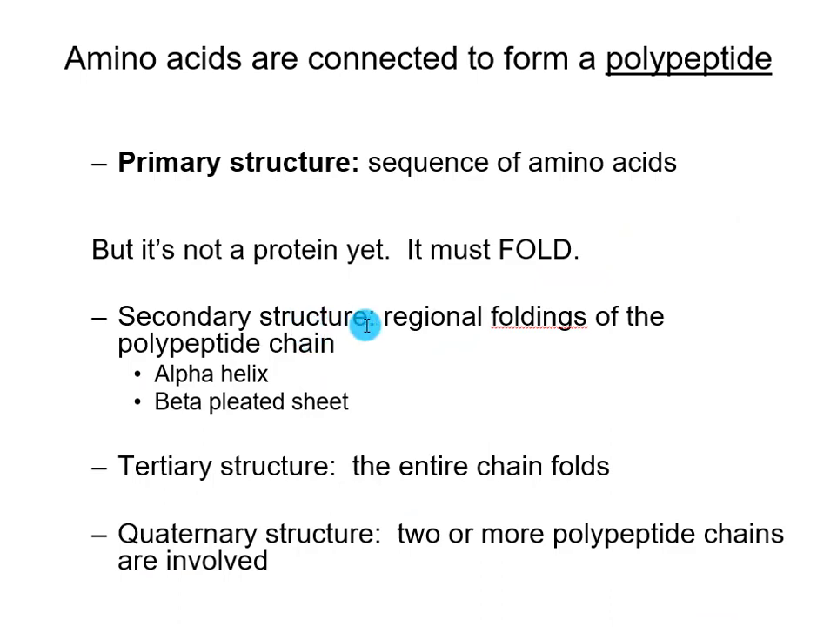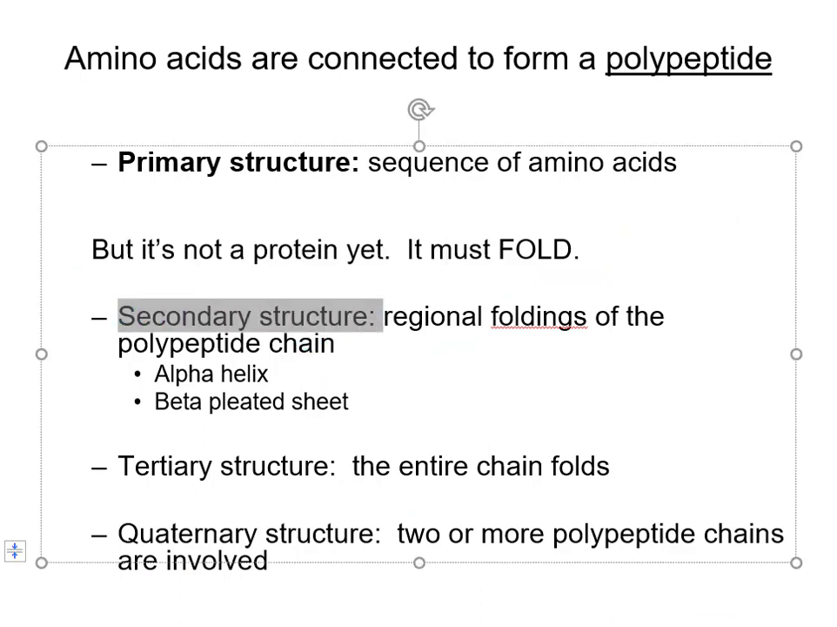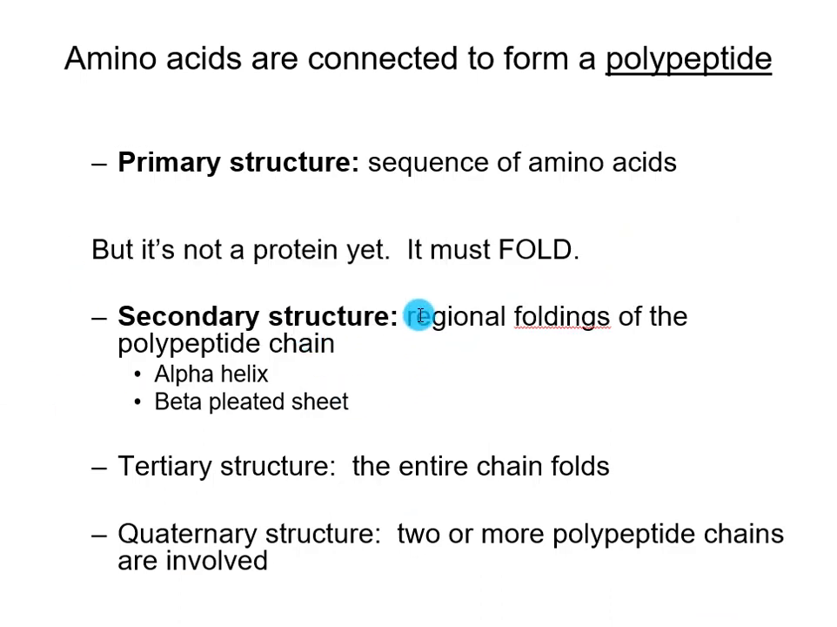So again, what is the definition of a secondary structure? The definition of a secondary structure is regional foldings of the polypeptide chain. And those regional foldings take on two characteristic shapes. It's either an alpha helix or a beta pleated sheet.